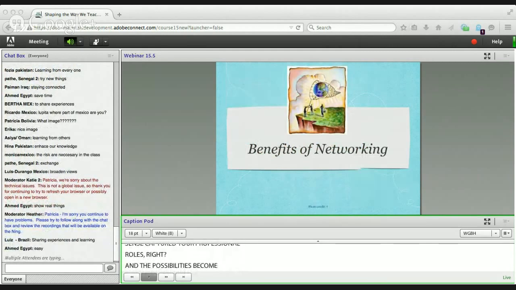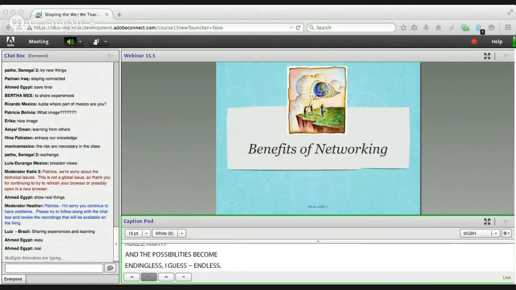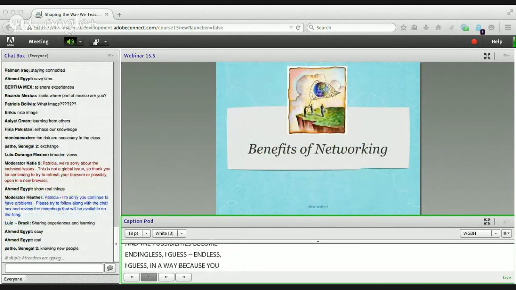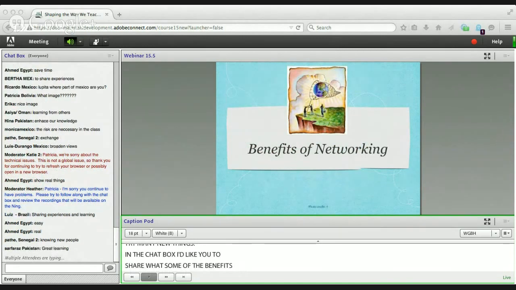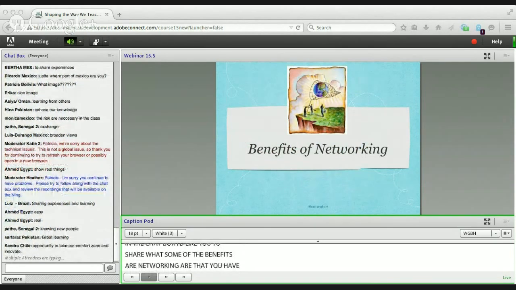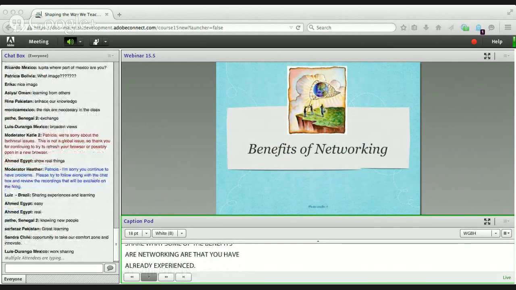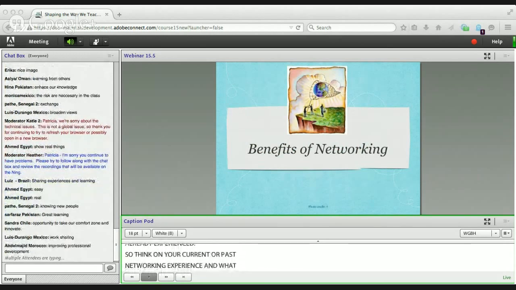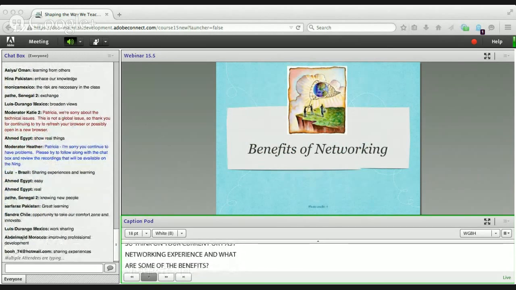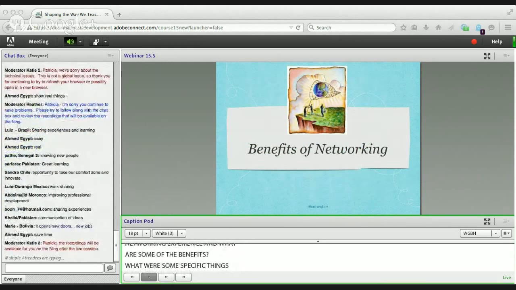So in the chat box, I'd like you to share what some of the benefits of networking are that you have already experienced. So maybe think on your current or past networking experience, and what were some of the benefits? What were some specific things that were a direct product of your networking?